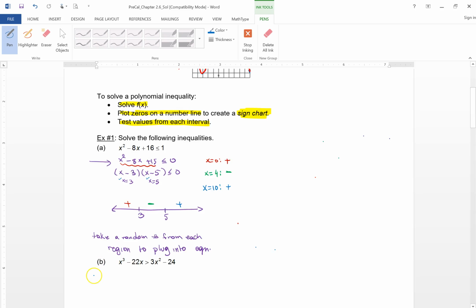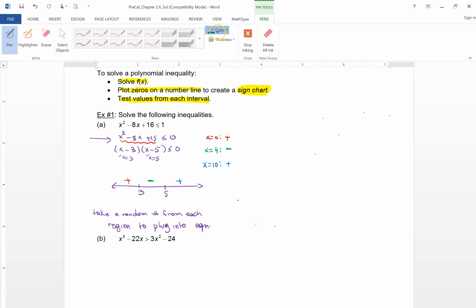Now, the equation was asking me for less than or equal to 0. Less than or equal to 0 means the negatives, right? So in this chart, in which region did we get negative values? In here. So my answer, because it's less than or equal to, is from 3 to 5 inclusive. So my solution is 3 to 5 in brackets. All right, so that's how I do this.